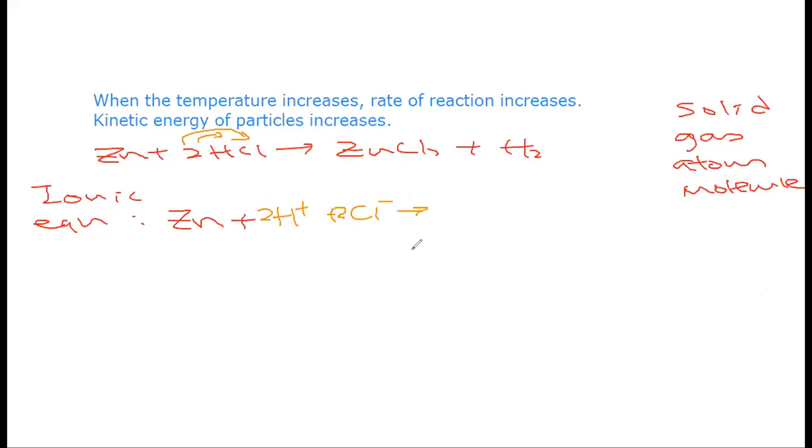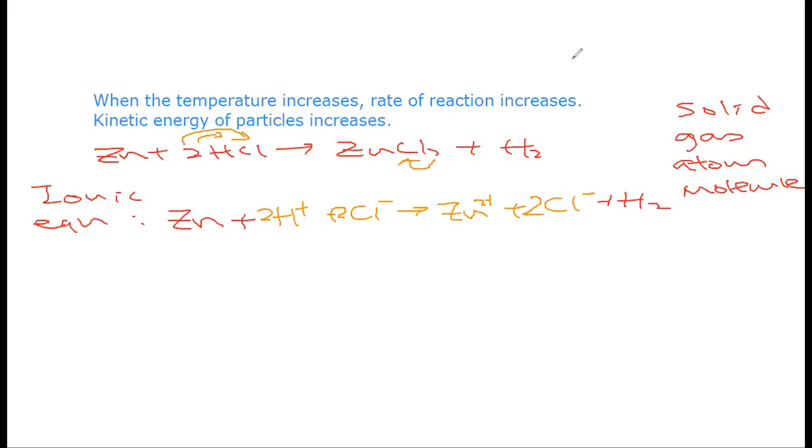Now the zinc chloride is a solution. Therefore, you have to separate it into the ions. You get the zinc ion and the chloride ion. Now you see a 2 here. The 2 multiplies in, so you get 2 chloride ions, 2 moles of chloride ion. This H2 is a gas molecule, so you write it back.